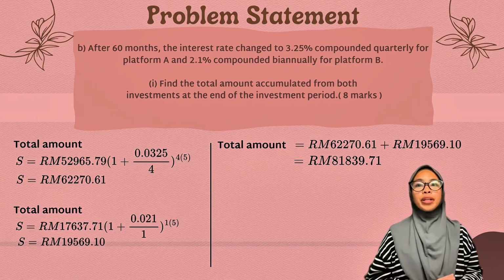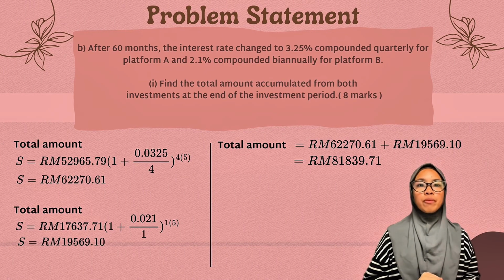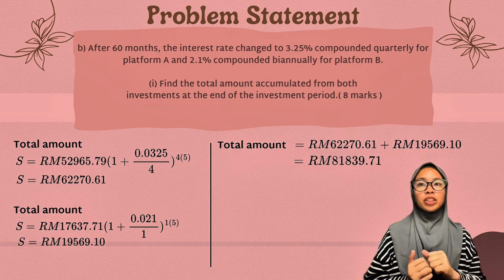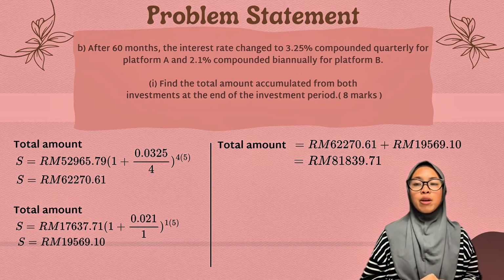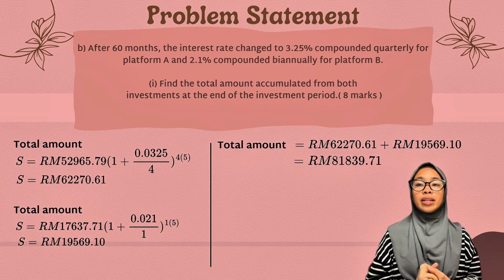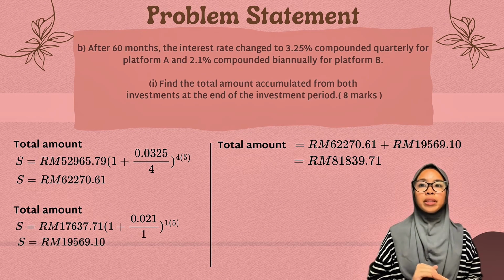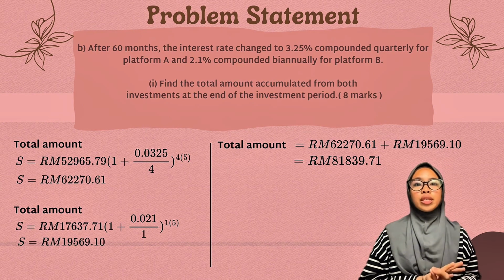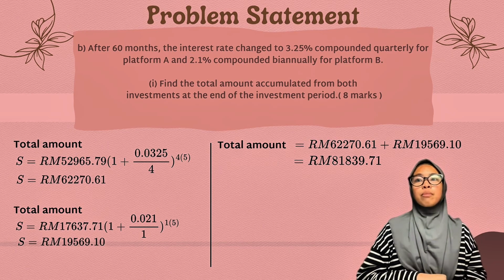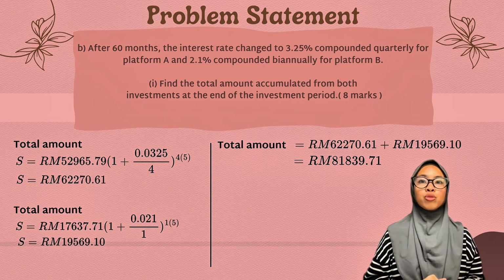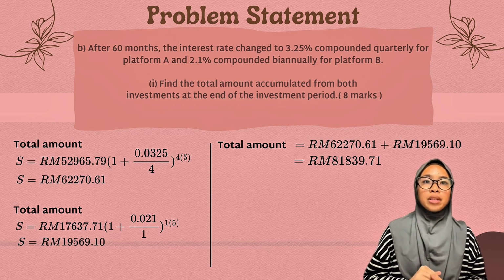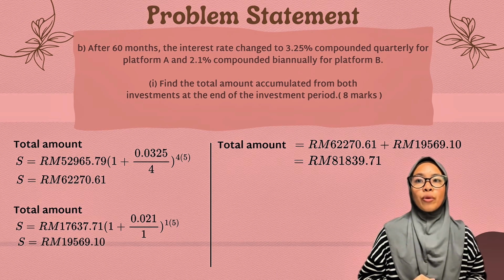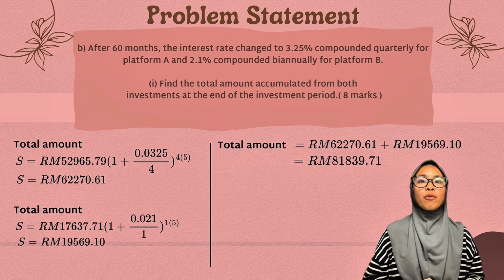Part B, question 1: find the total amount accumulated from both investments at the end of the investment period. From the previous slide, the amount accumulated for platform A is 52,965 ringgit 79 cents, and for platform B, 17,637 ringgit 71 cents. But after 60 months, the interest rate changed to 3.25% for platform A and 2.1% for platform B. So right now we have to find the total accumulated from both investments.